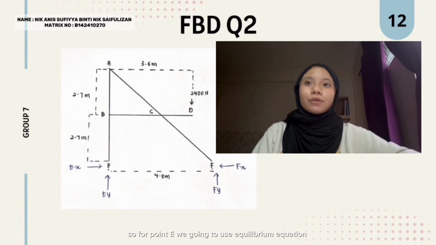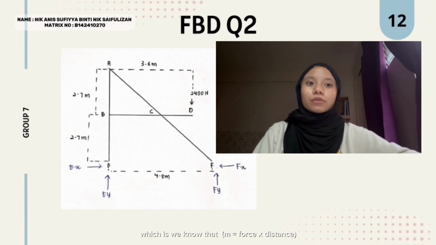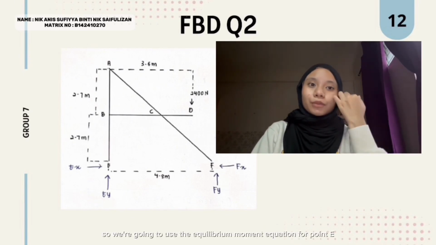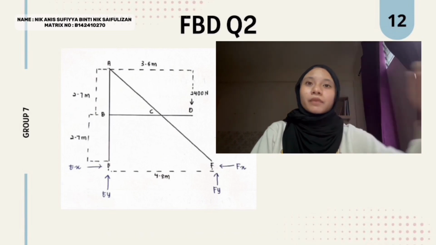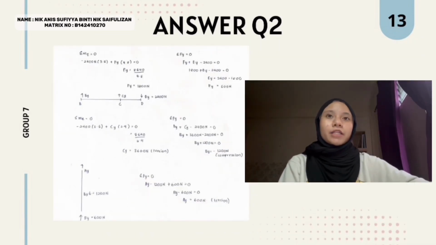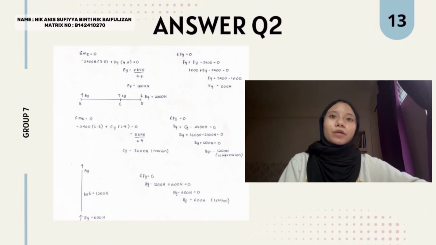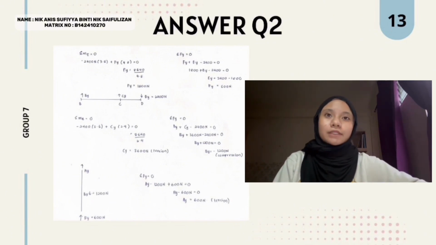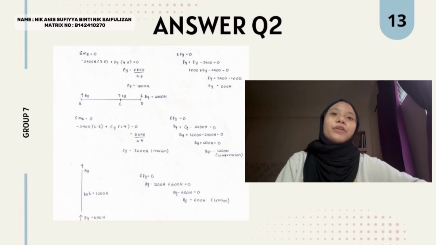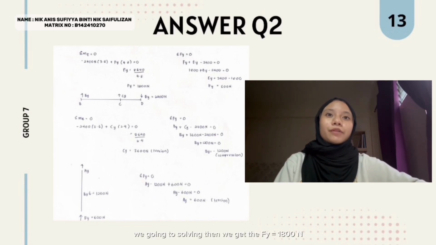After we get that, we're going to find the reactions at E and F. For point E, we're going to use the equilibrium equation, where we know that moment is equal to force times distance. So the sum of moments at point E is equal to 0. Then we combine all the force times distance in this drawing. So we get negative 2,400 Newton times 3.6 meters plus Fy times 4.8 meters equal to 0. Then we solve it and get Fy equal to 1,800 Newton.